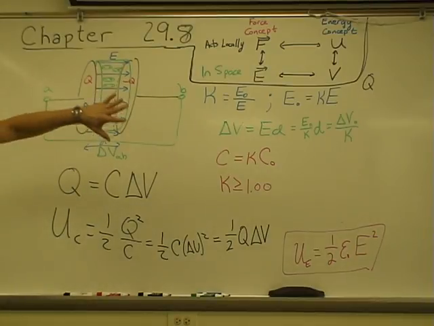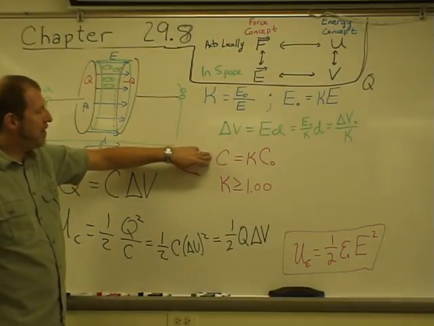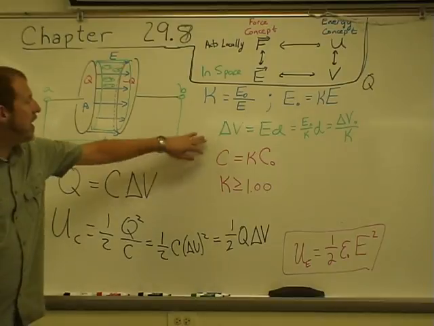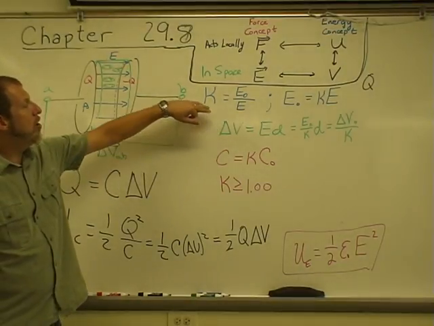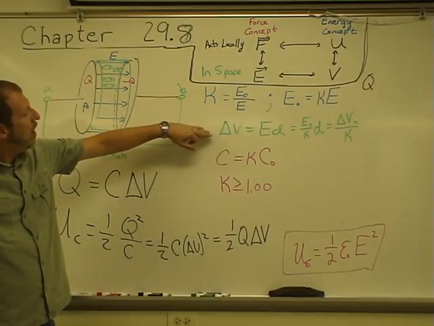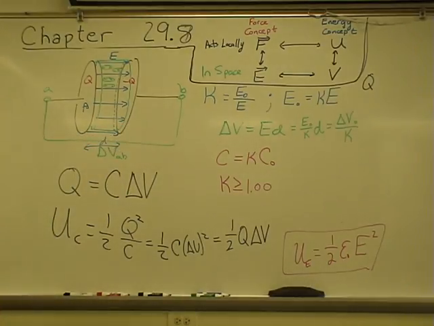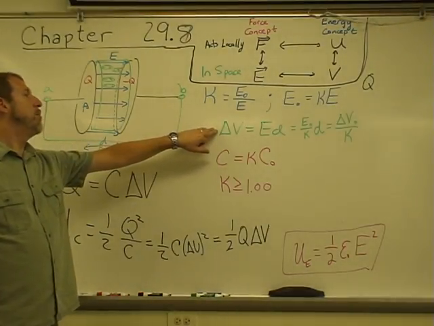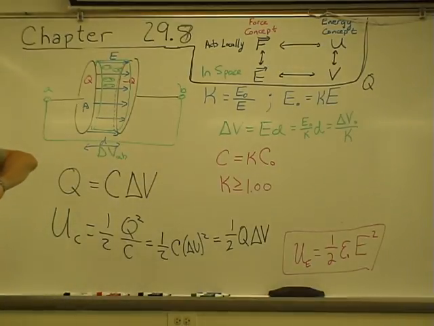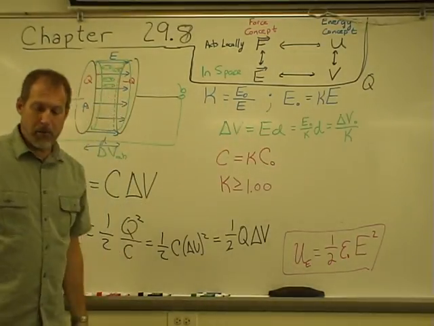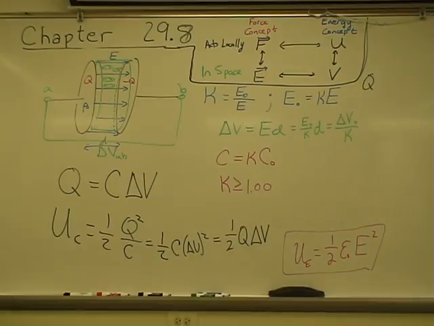That means that the capacitance of the capacitor is now higher because of the stuff inside of it. The change in potential, for a given amount of charge stored on the capacitor, is less than it would be without the dielectric. And the electric field inside the capacitor is less than it would be if it were simply in open space.